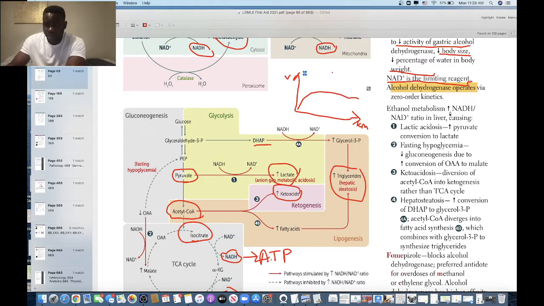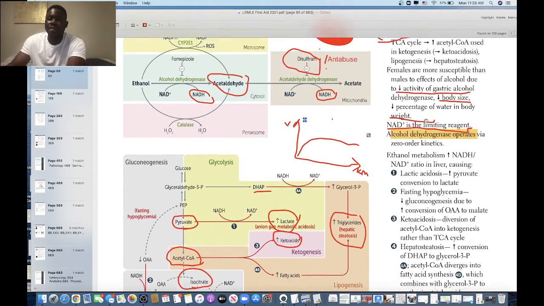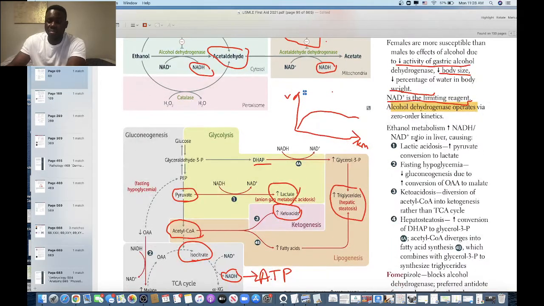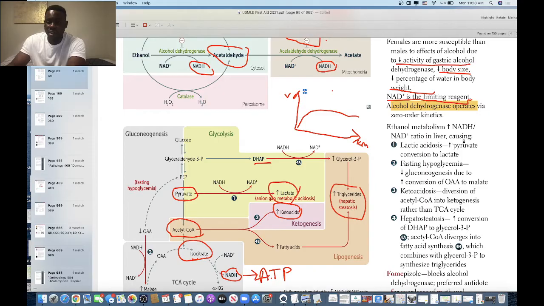Ethanol metabolism increases what? NADH/NAD plus ratio in the liver. That's what we said earlier, and it's the same thing said here in the liver, right? Causing lactic acidosis, as we said already. Pyruvate goes to lactic acid when everything backs up. And then we also have fasting hypoglycemia due to decreased gluconeogenesis, because everything has stopped.